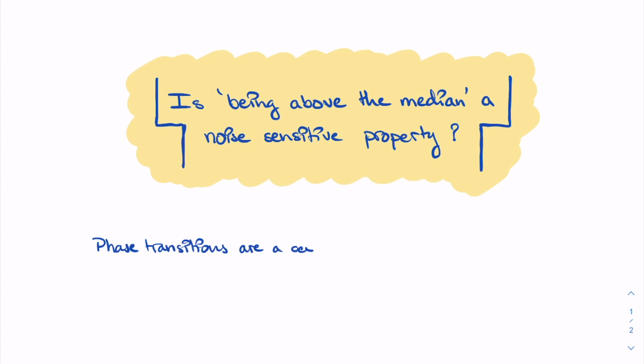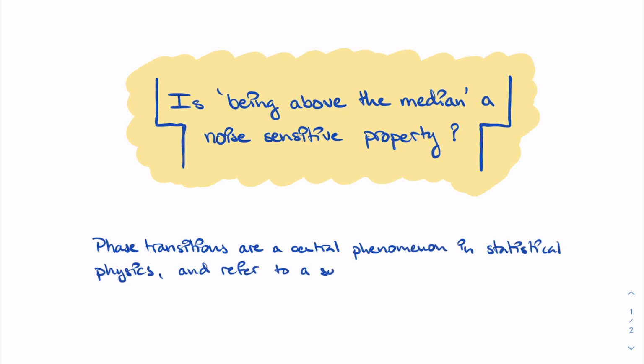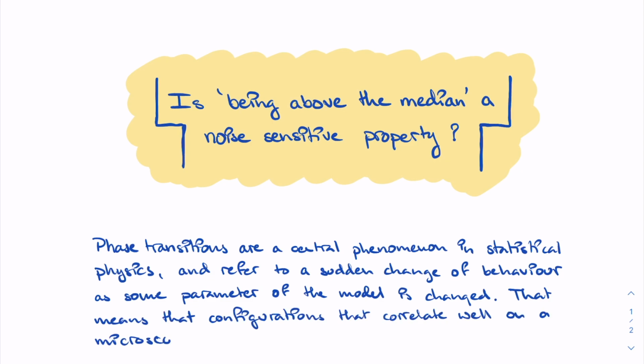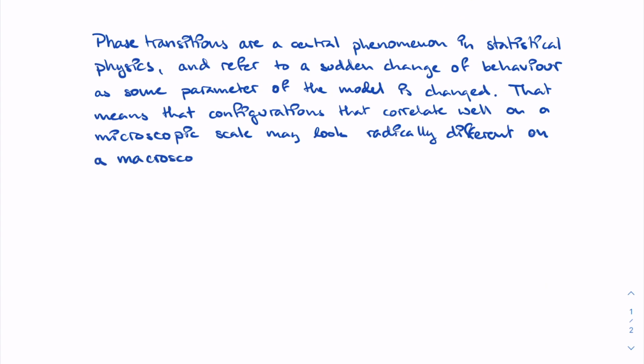Phase transitions are a central phenomenon in statistical physics and refer to a sudden change of behavior as some parameter of the model is changed. That means that configurations that correlate well on a microscopic scale may look radically different on a macroscopic scale, if they correspond to different sides of the phase transition.